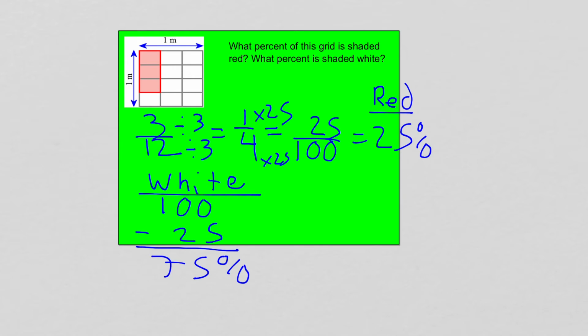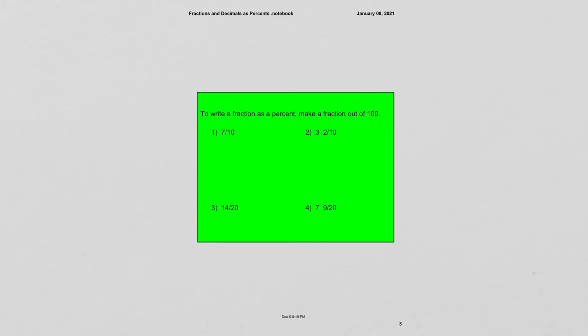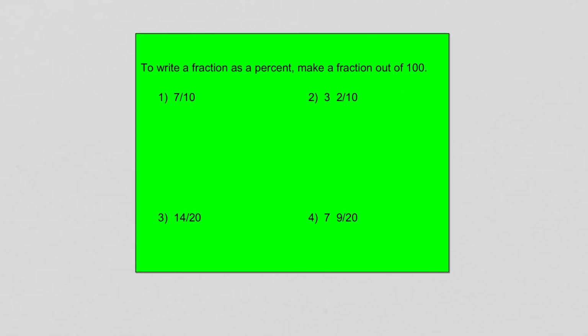So if a fraction isn't out of 100, to try to make it a percent, we can use an equivalent fraction and make it out of 100. Let's see what that looks like. So this question says, to write a fraction as a percent, make a fraction out of 100. So let's see what that looks like.